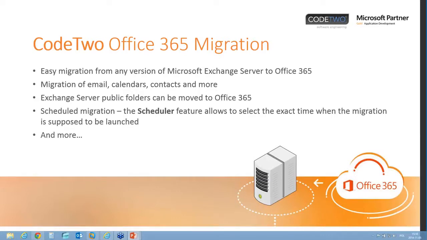Second part will be concentrating on the migration software we have. As you can see on my screen, CodeTwo Office 365 Migration, and the second, that's called the clone solution, Exchange Migration. This software will give you easy migration from any version of Microsoft Exchange to Office 365. It will migrate your emails, calendars, contacts, all the items you have. Also public folders will be migrated with the structure as well. And you can schedule the migration to run at any convenient time that's suitable for you. So this is Office 365 Migration.